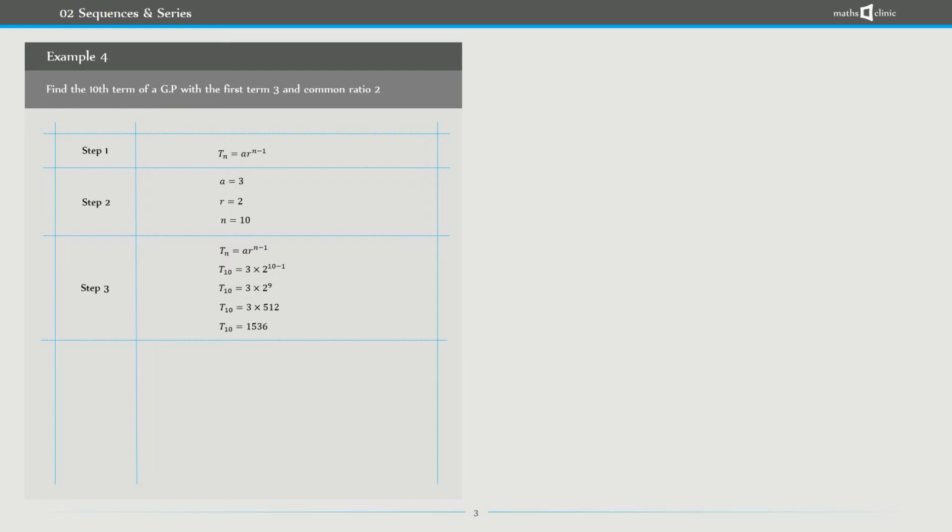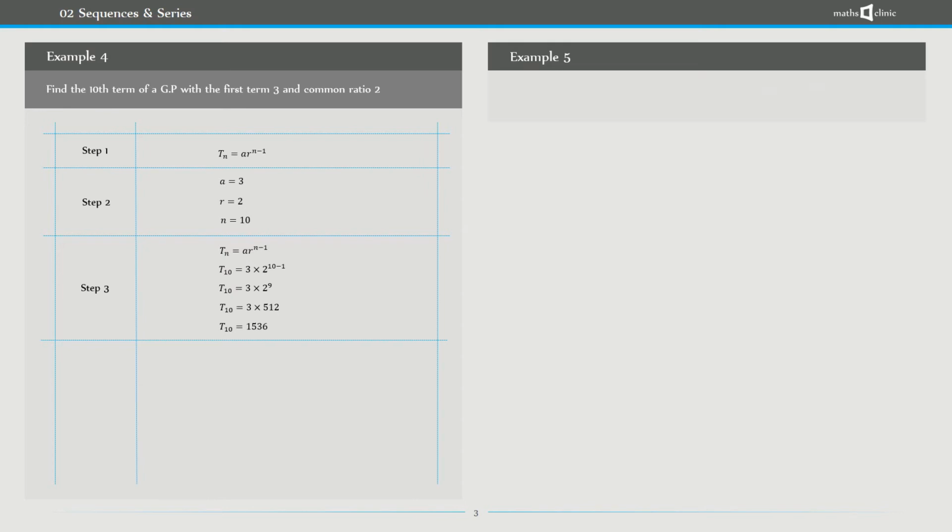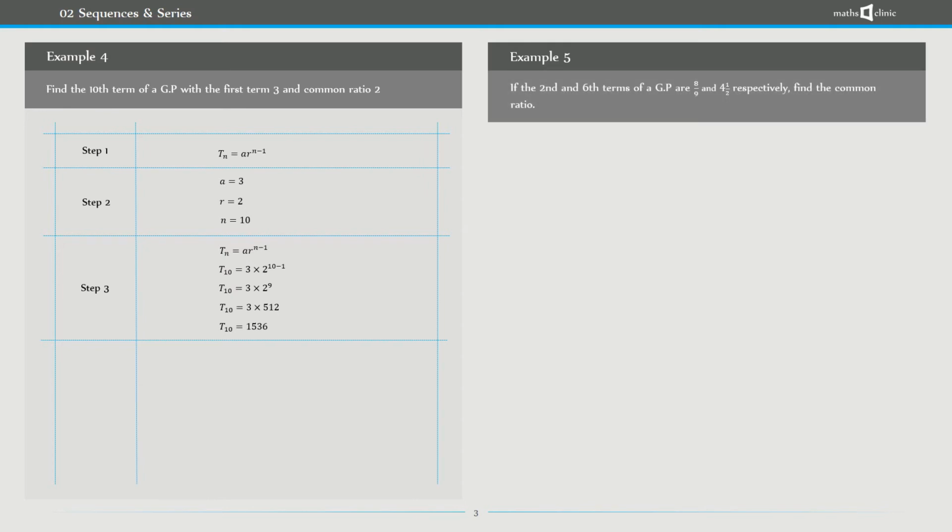Once you know the formula and the parameters, you basically just substitute your values into the formula. Okay, let's move on to the next example. So we have example 5, and just like we had for the AP, we've been given 2 terms of a GP and we've been asked to find the common ratio. It says if the second and sixth term of a GP are 8 over 9 and 4.5 respectively, find the common ratio.